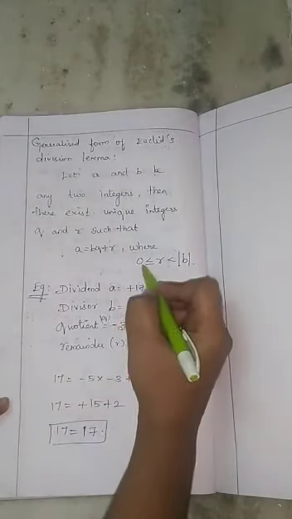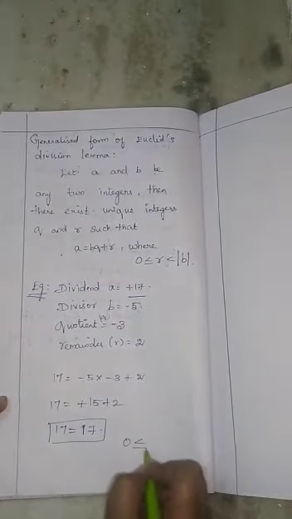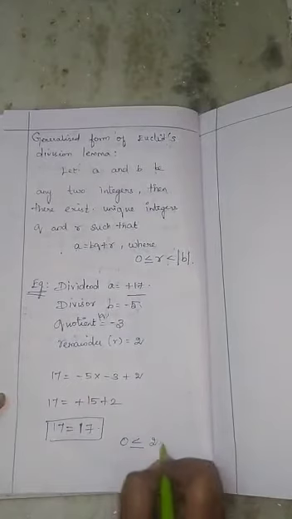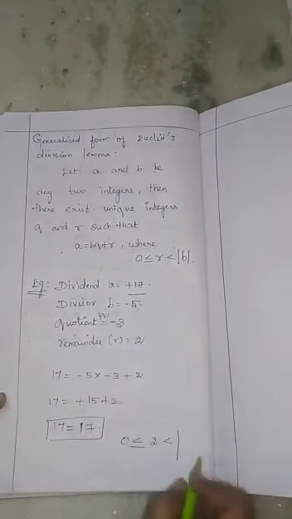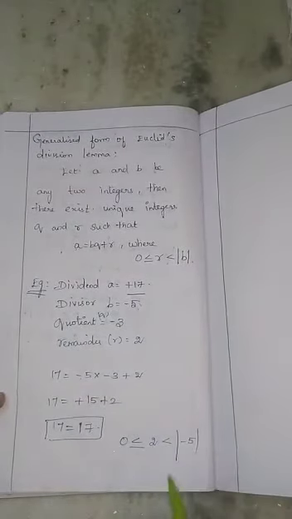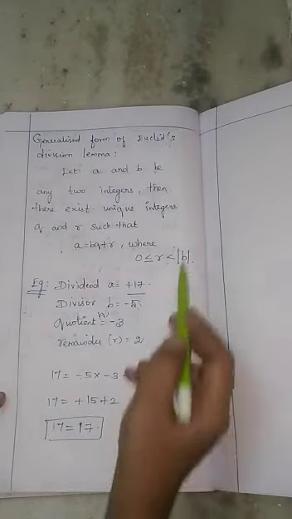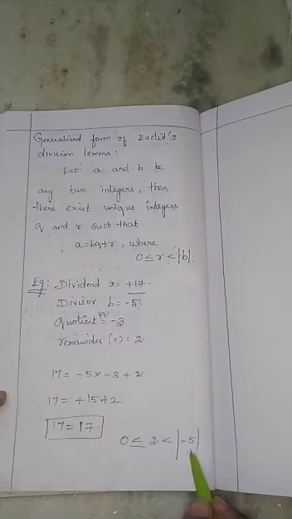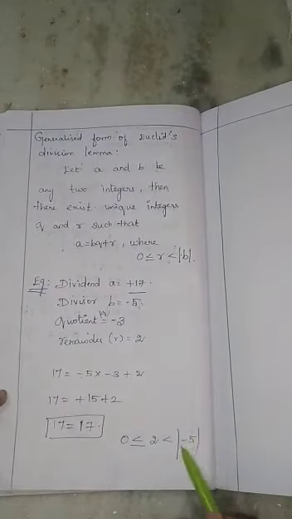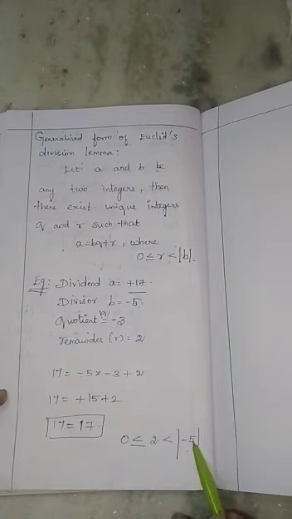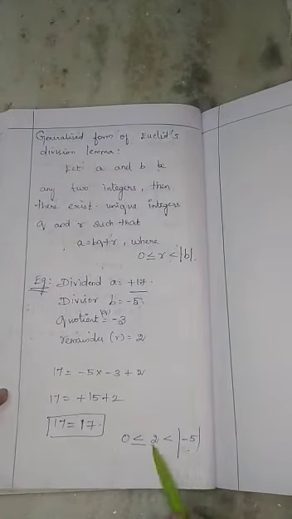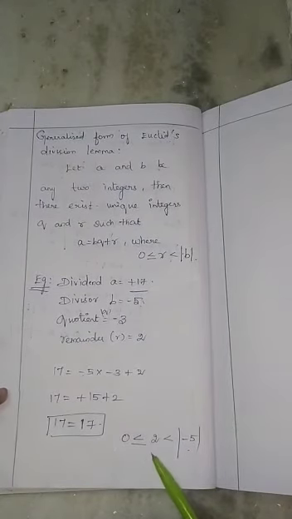Now apply these values in the condition, 0 is less than or equal to r, what is r here? 2, is less than modulus of b, what is the b value here? Minus 5. As I already explained, if you put a negative value inside the modulus you should consider it as a positive value. So this is not minus 5, this is plus 5, and then the condition is satisfied. So that's all. This is the generalized form of Euclid division lemma.